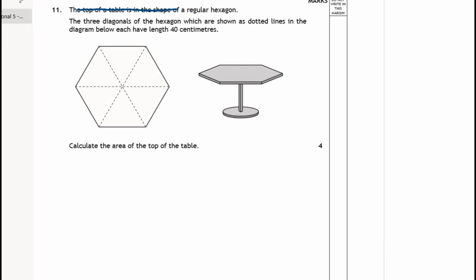Okay, so we're given that. That's fine. The three diagonals are shown as dotted lines. Each dotted line is 40. So that's really good. If we know they're all 40, then this is 20. This is 20. This is 20. This is 20. Slightly tricky actually. And this is 20.